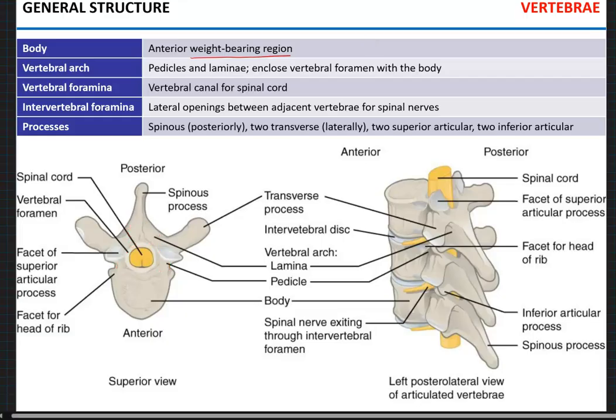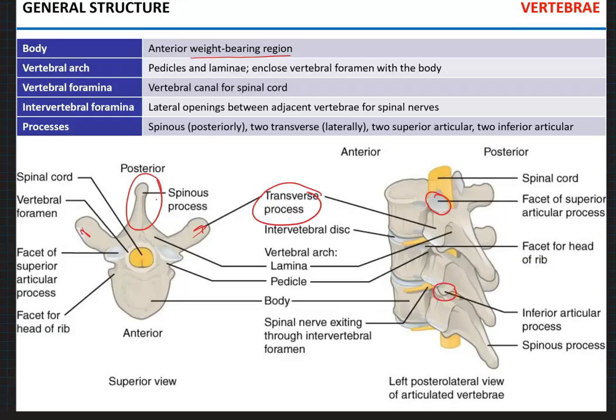And then there are several processes. There is a spinous process. If you touch your spinal column through the skin on the back, those bumpy things are spinous processes. Then there are transverse processes, which stick out. You can't really feel them, but transverse processes provide the site for articulation with the ribs. And then there are articular processes, superior and inferior. The inferior one is not very clear here.